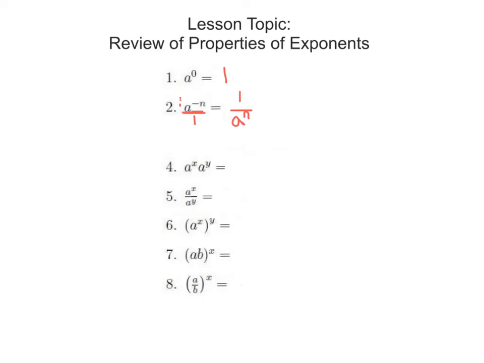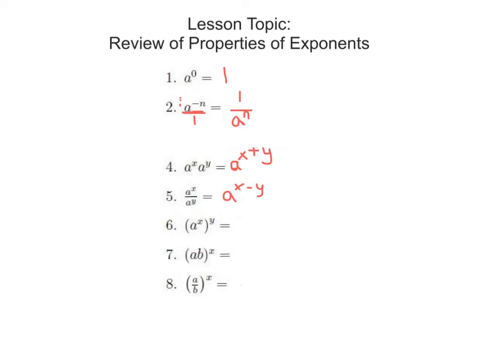The next one is called the product rule. A to the x times a to the y means we keep our base of a and we raise it to the x plus y. Okay, the next one, a to the x power over a to the y power. Since this is the quotient rule, we are going to subtract our exponents. So we leave our base of a and we subtract x minus y.